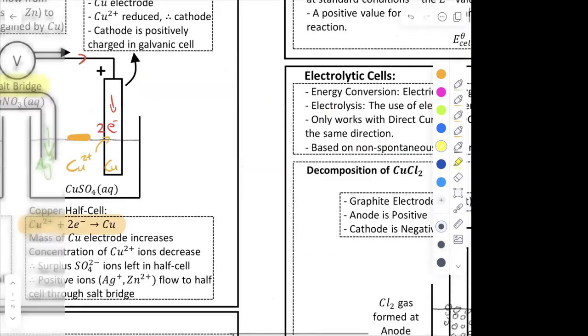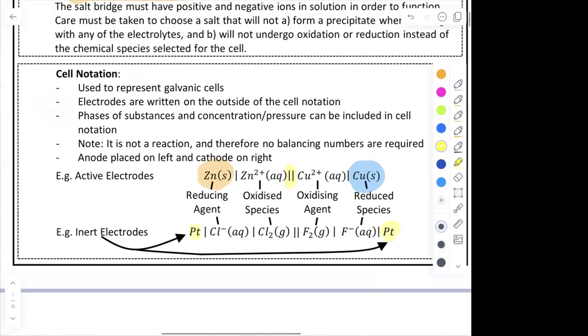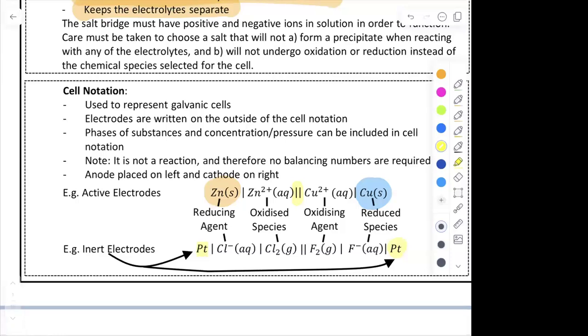Okay, so let's quickly go back down to our cell notation. You can see there, the anode is placed on the left and the cathode is placed on the right. So it says anode on the left. My reducing agent is what goes through oxidation. Oxidation happens at the anode, and then reduction afterwards. I hope that answers your question.